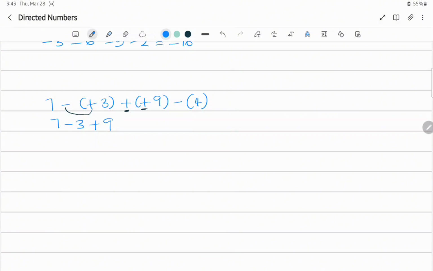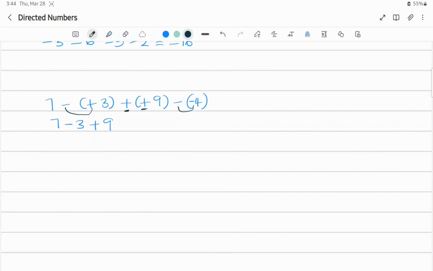So there's an error in this question. The minus in front of 4 is missing. So I just rewrote it. Now to the last part, this negative and this negative will also give me what? A positive outcome. Why? Because they are the same sign.